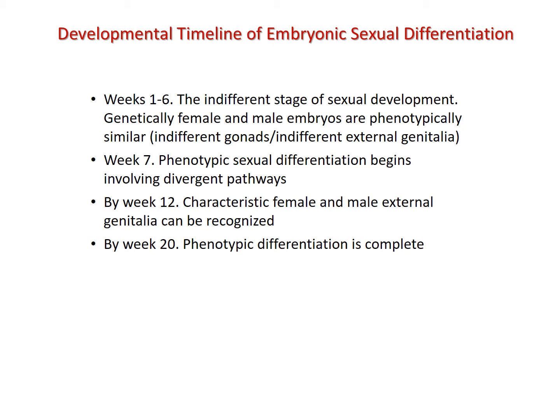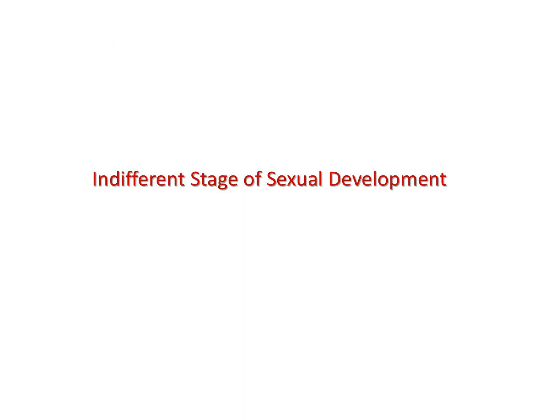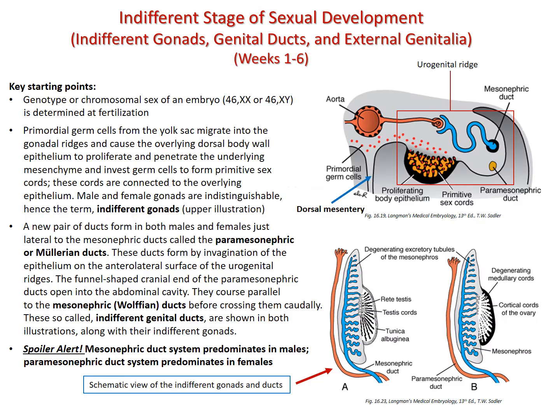By the 12th week, characteristic female and male external genitalia can be recognized, though accurate identification of the sex of the embryo by prenatal ultrasound is often delayed until weeks 17 to 20 of pregnancy. Phenotypic differentiation is complete by week 20. This latter process occurs in a sequence beginning with the gonads, then the genital ducts, and finally the primordia of the external genitalia. We move now on to a discussion of the indifferent stage of sexual development.